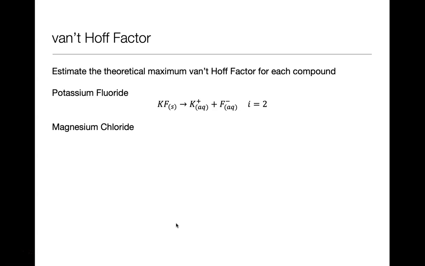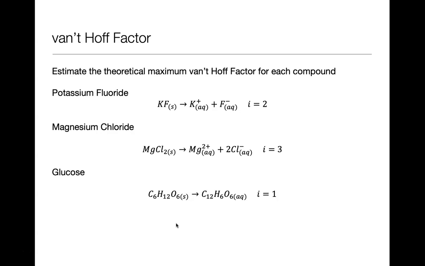Take a look at magnesium chloride. MgCl2, I dissolve that into water. I get 1 Mg2+ and 2 Cl-. The theoretical maximum for the Van't Hoff factor is 3, because I got 1 magnesium 2+ and 2 chlorides, 3. Glucose. If I take glucose, which is C6H12O6, and dissolve that into water, it doesn't dissociate.